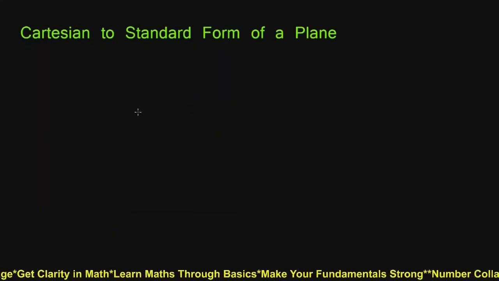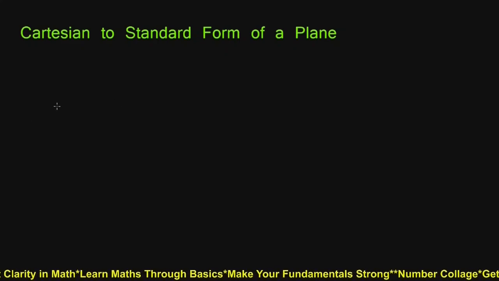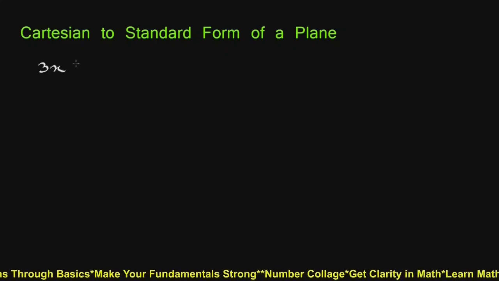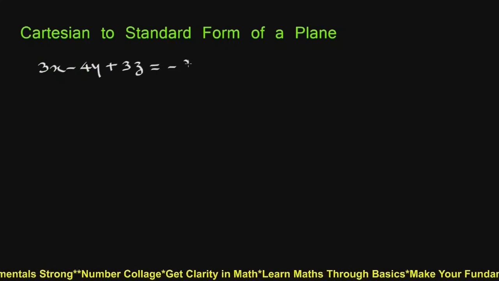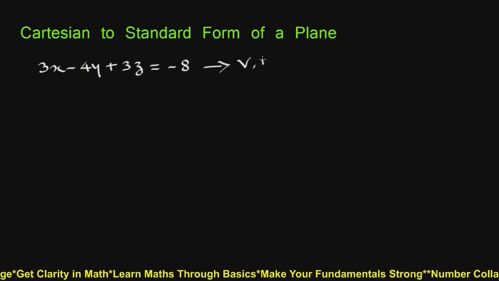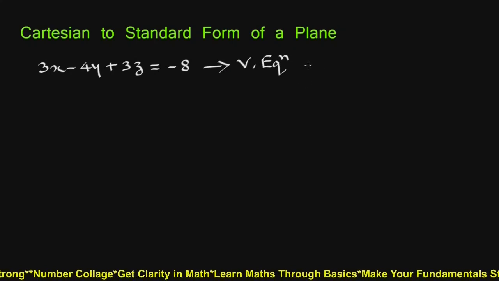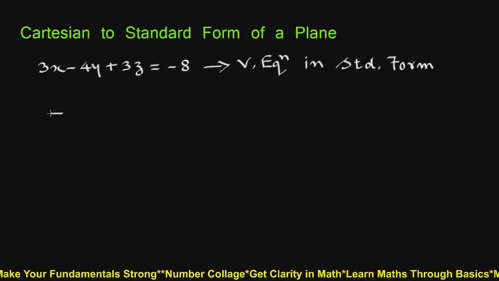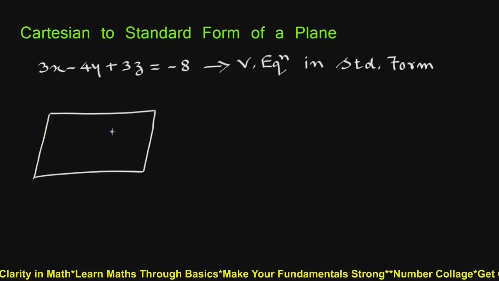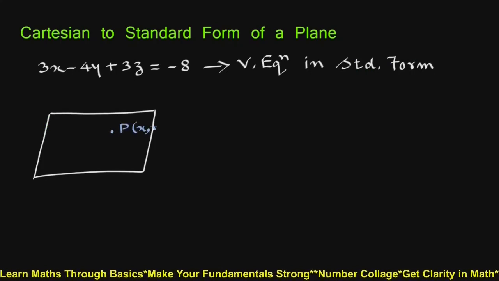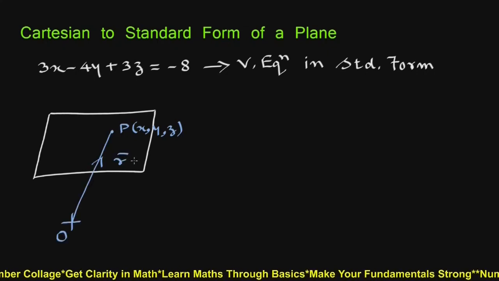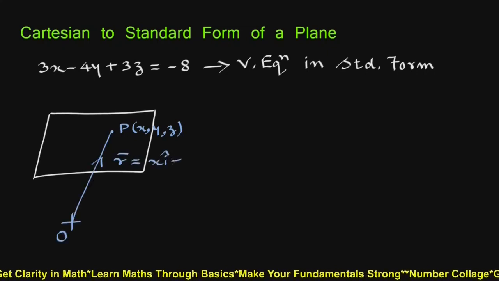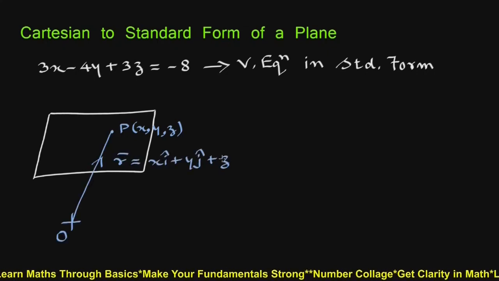We have Cartesian equation of a plane as 3x minus 4y plus 3z equals minus 8. We have to find vector equation of this plane in standard form. In this plane, we have an arbitrary point P, x, y, z, whose position vector r bar is x i cap plus y j cap plus z k cap.